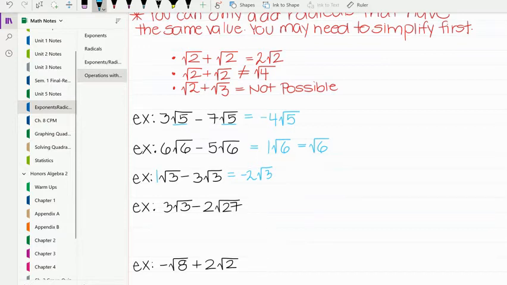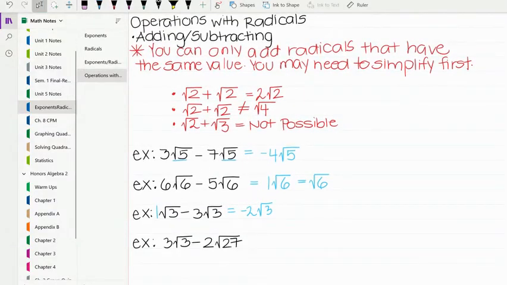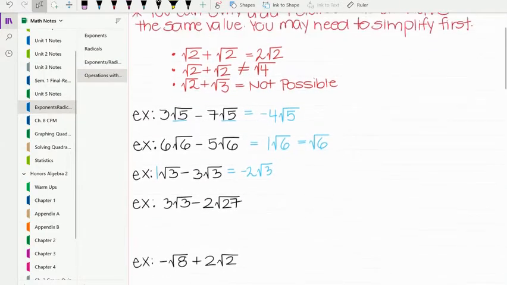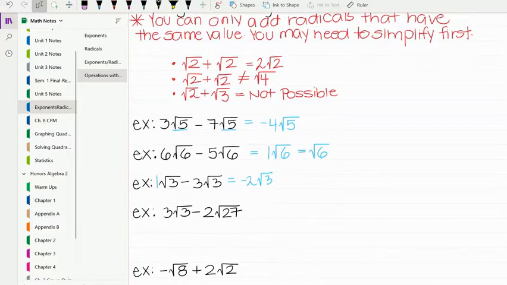Okay, this is where we get a little tricky. So these are obviously not the same. Some of us might automatically say, oh, we can't do it because they're not the same. However, like I said in the red bullet point, you may need to simplify first. So what we want to do is simplify the root 27 to see if it does have a root 3. So I'm going to go ahead and do that over here.